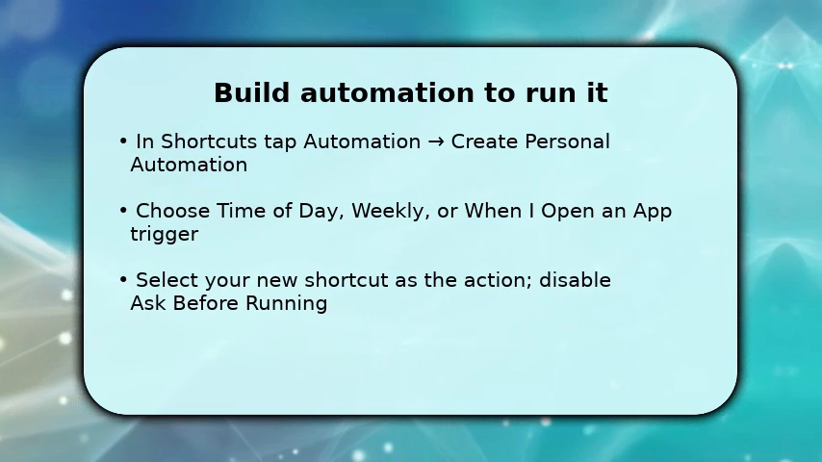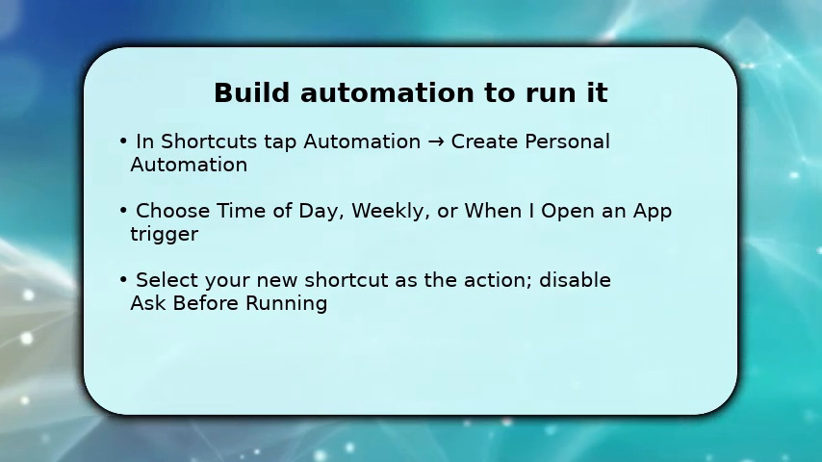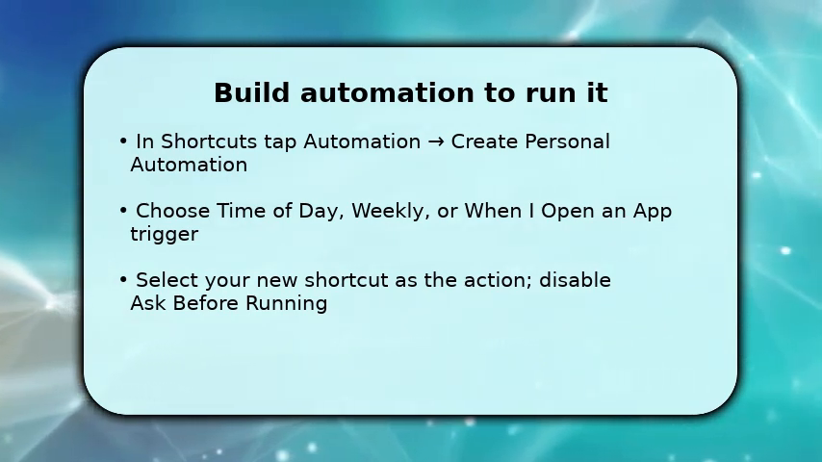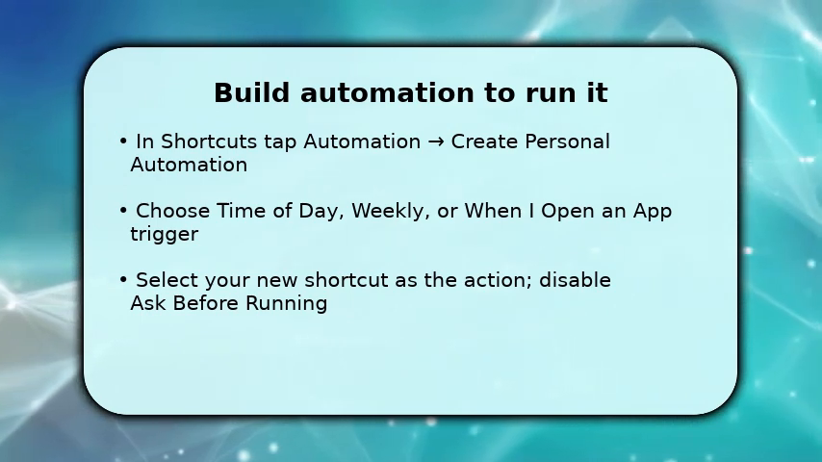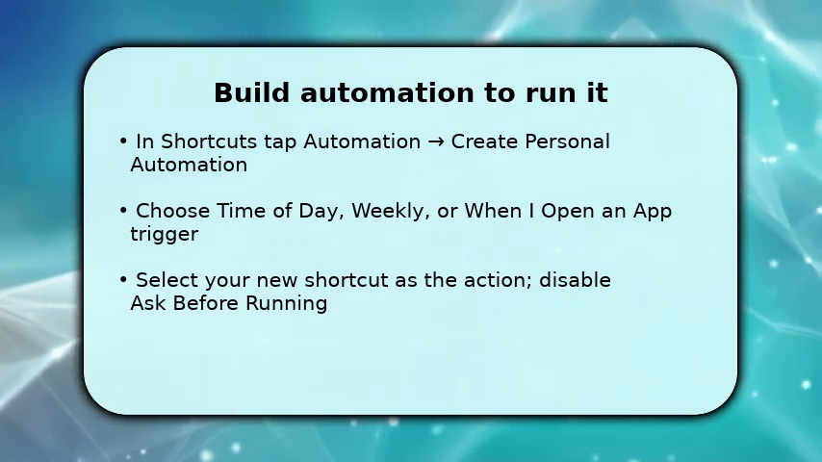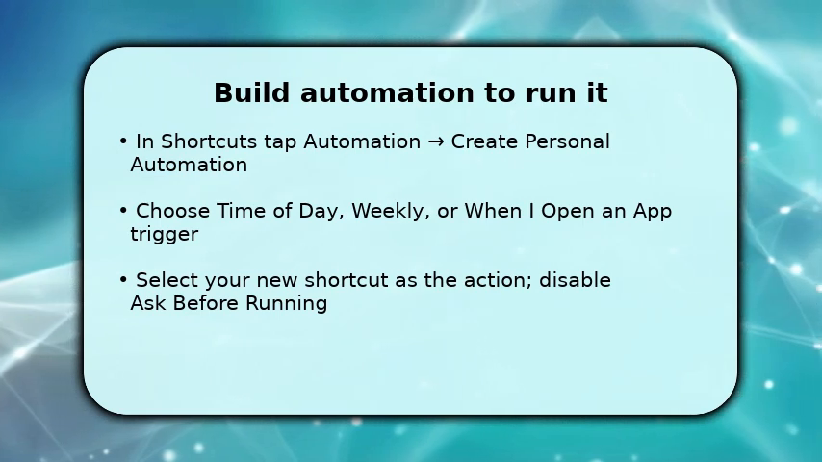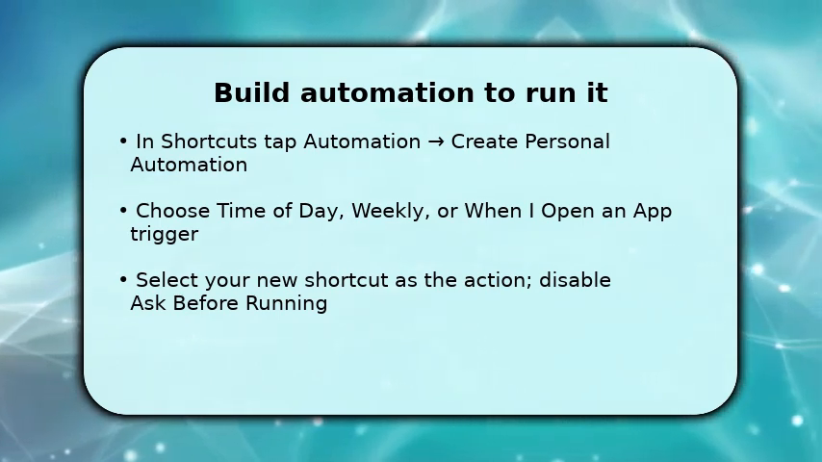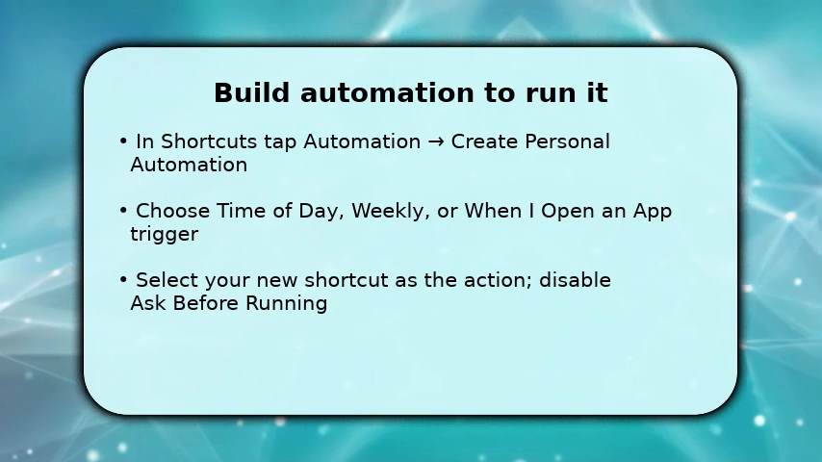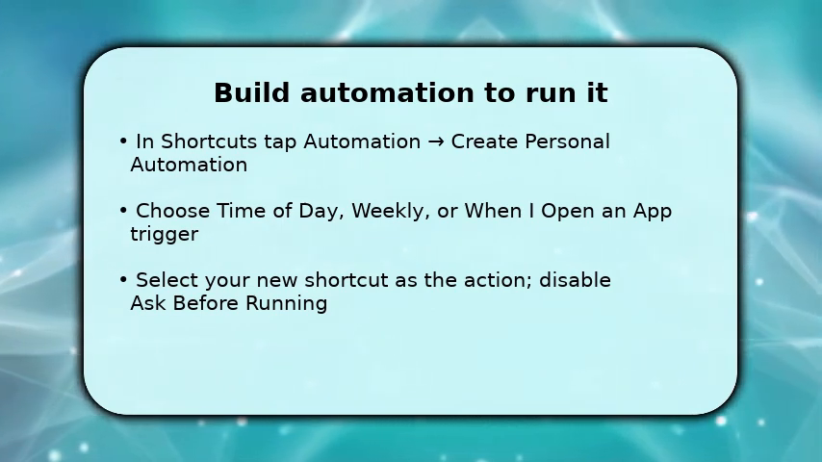Tap Add Action, search for Run Shortcut, and select the shortcut you built. Very important, toggle off Ask before running so it runs silently. Confirm the prompt to allow that. Finally, save the automation and run it once manually to verify.